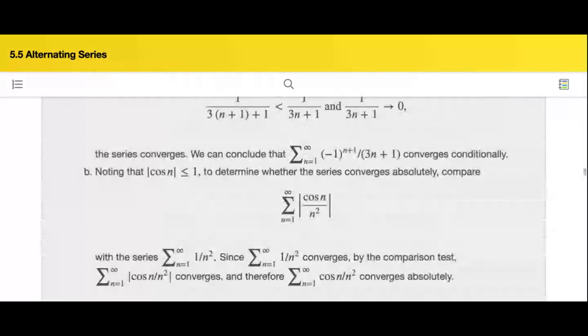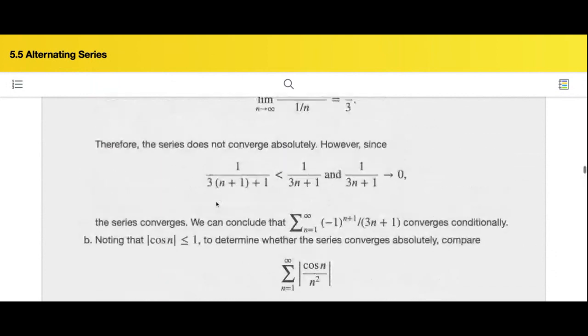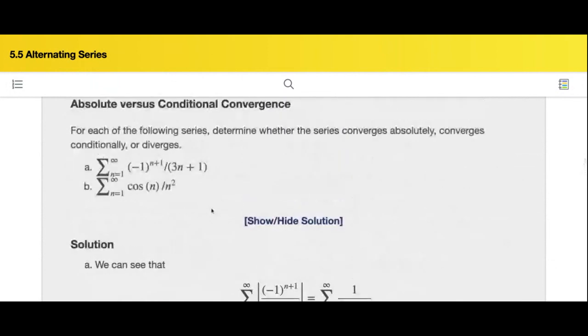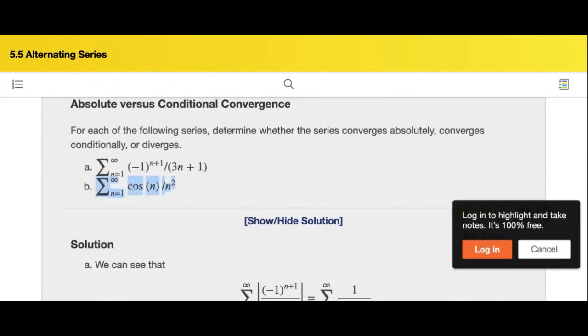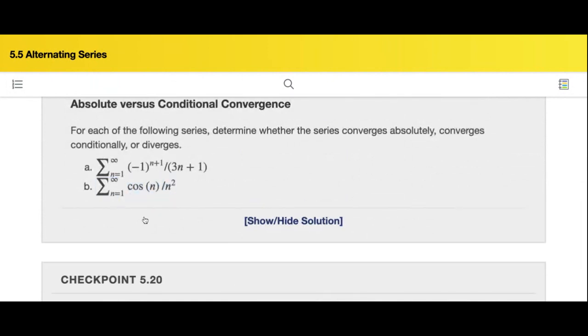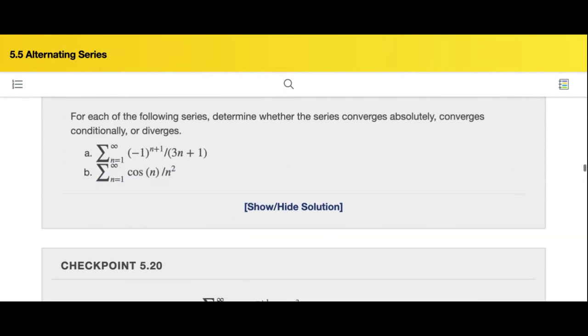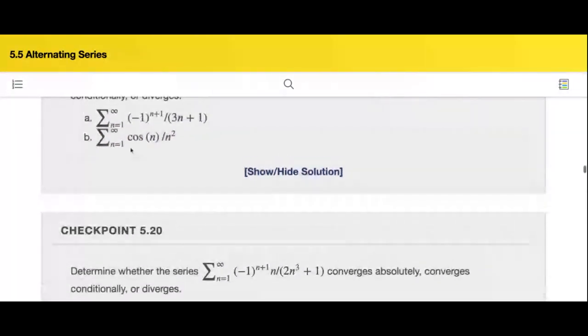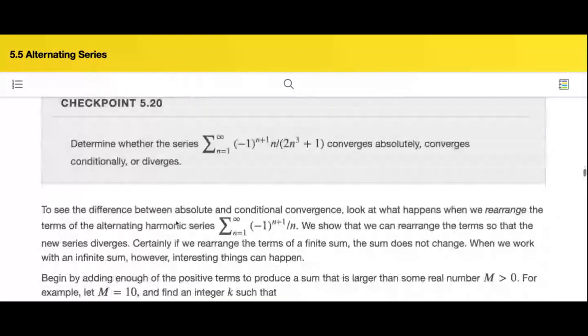Let's see B. We know the cosine function is bounded below by -1 and bounded above by 1. We want to determine whether this alternating series, or no, this is not an alternating series, but it is alternating in a sense because cosine is between -1 and 1. So even though we don't see negative signs, cosine n can be negative, can be positive.